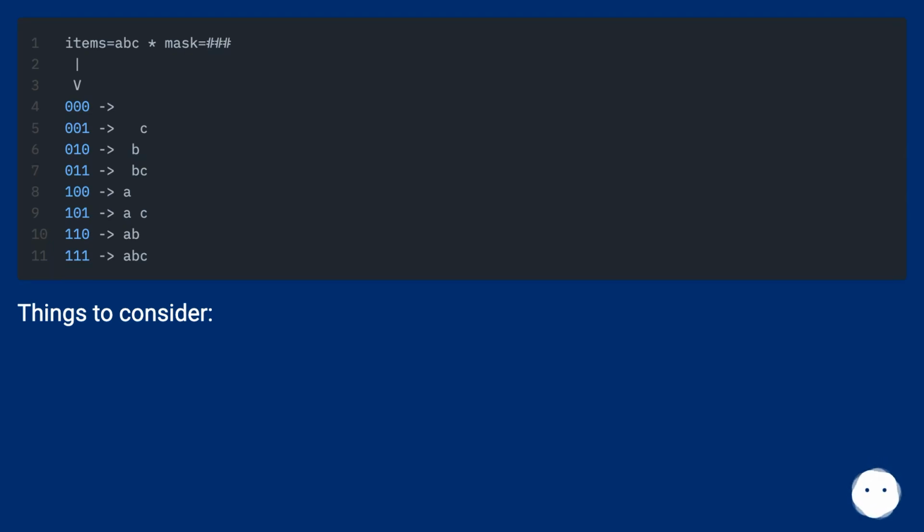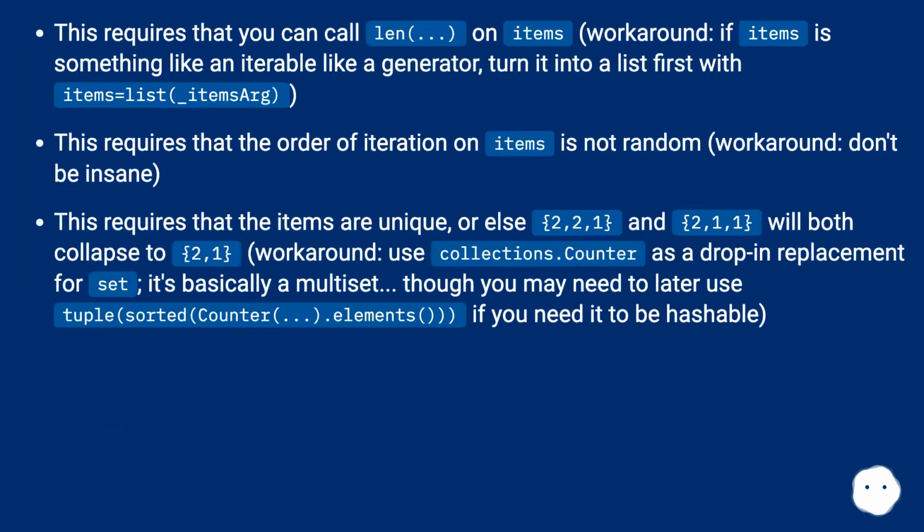Things to consider. This requires that you can call len on items. Workaround: if items is something like an iterable, like a generator, turn it into a list first with items = list(items). This requires that the order of iteration on items is not random. Workaround: don't be insane.